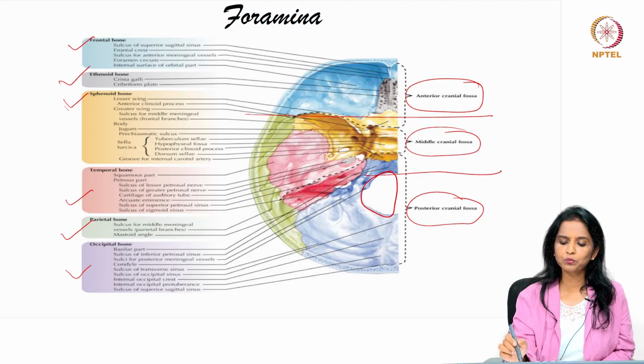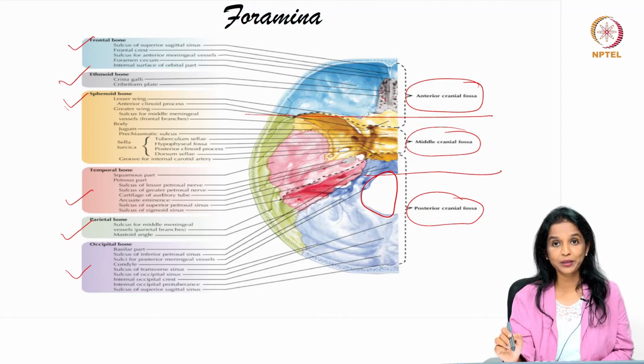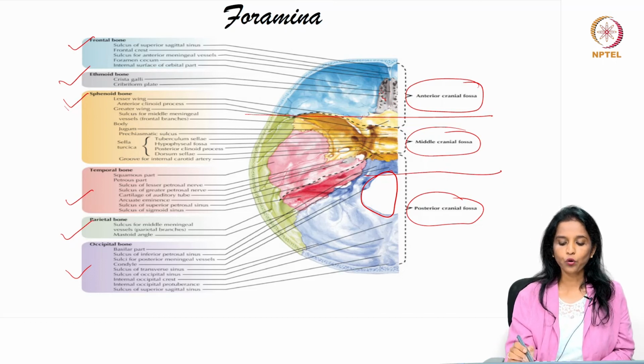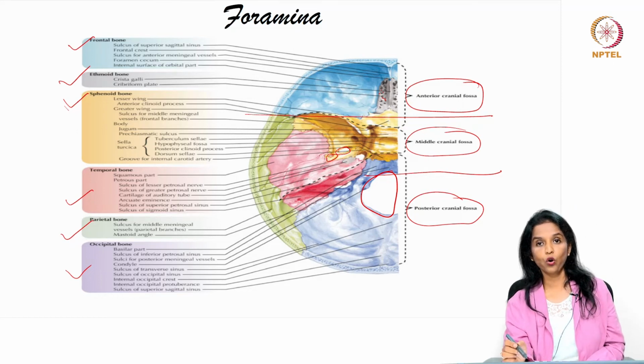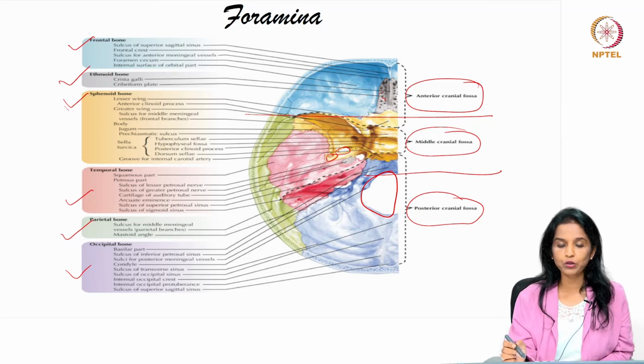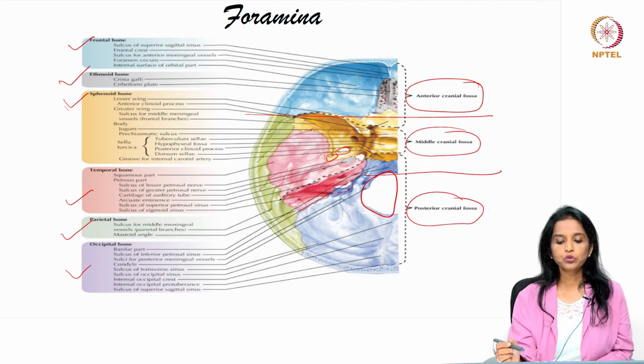There are very, very small ones which form the cribriform plate, which transmits the olfactory nerve fibers. And then we have foramen ovale, and then we have foramen rotundum. Foramen ovale is for the mandibular nerve, foramen rotundum is for your maxillary nerve. And then there are other foramens. We have your jugular foramen, which is slightly larger, and so on. So, all these foramina are very, very important.